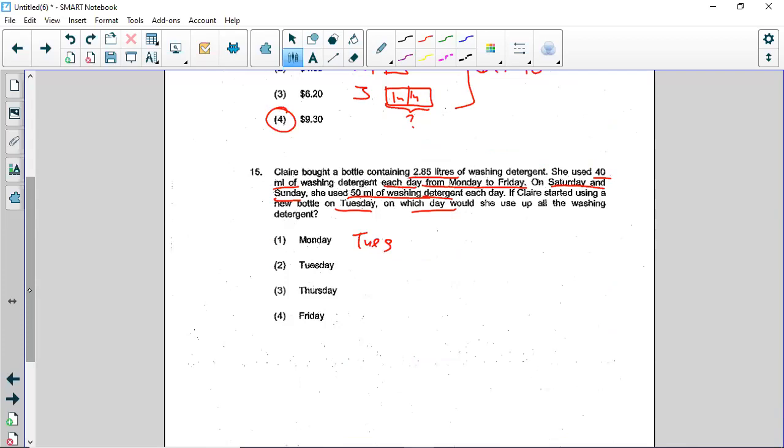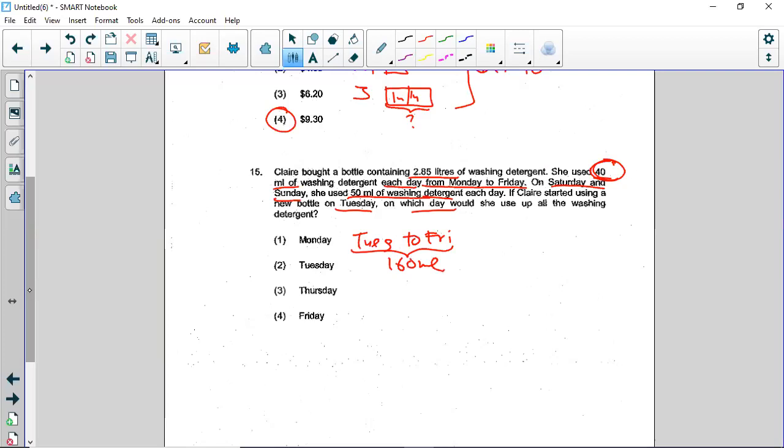So Tuesday to Friday, how many weekdays already? That will be 4 weekdays. So 4 weekdays times 40 ml. Okay, why do you times 40 ml? Because every weekday is 40 ml. So 40 times 4, you will get 160 ml, right?